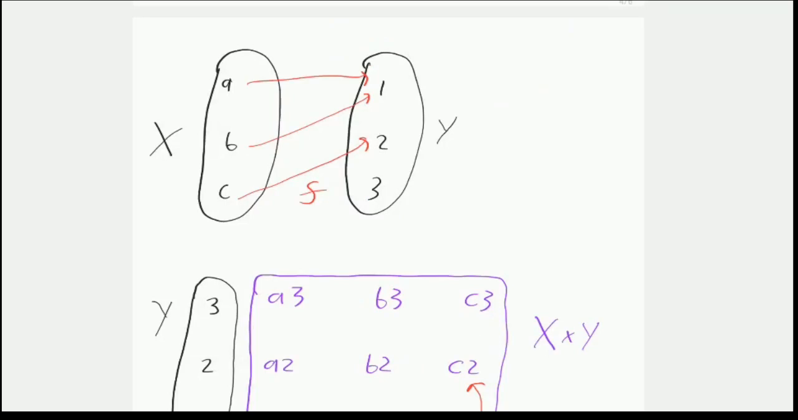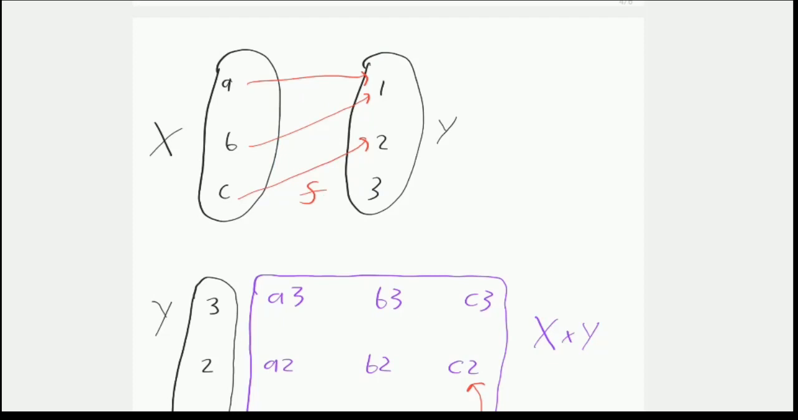Okay, so now let's get on to way number 5 of visualizing a function. Let's think about this function f here. I've drawn it with the traditional kind of arrow picture. We have this set x with elements a, b, c, this set y with elements 1, 2, 3. And here we can see how this function f works.